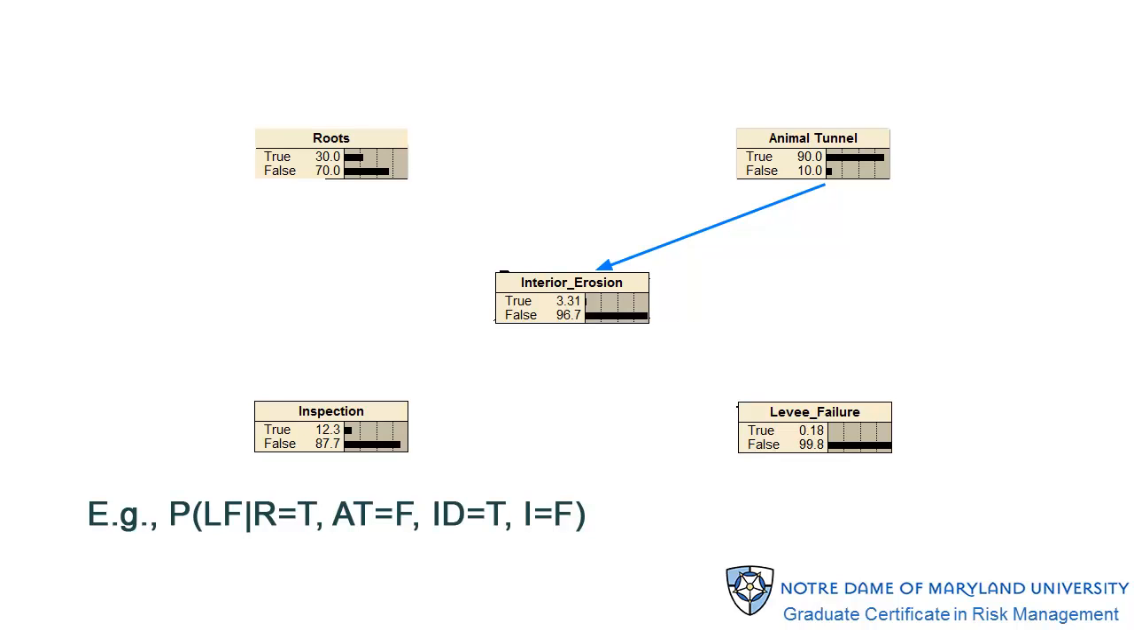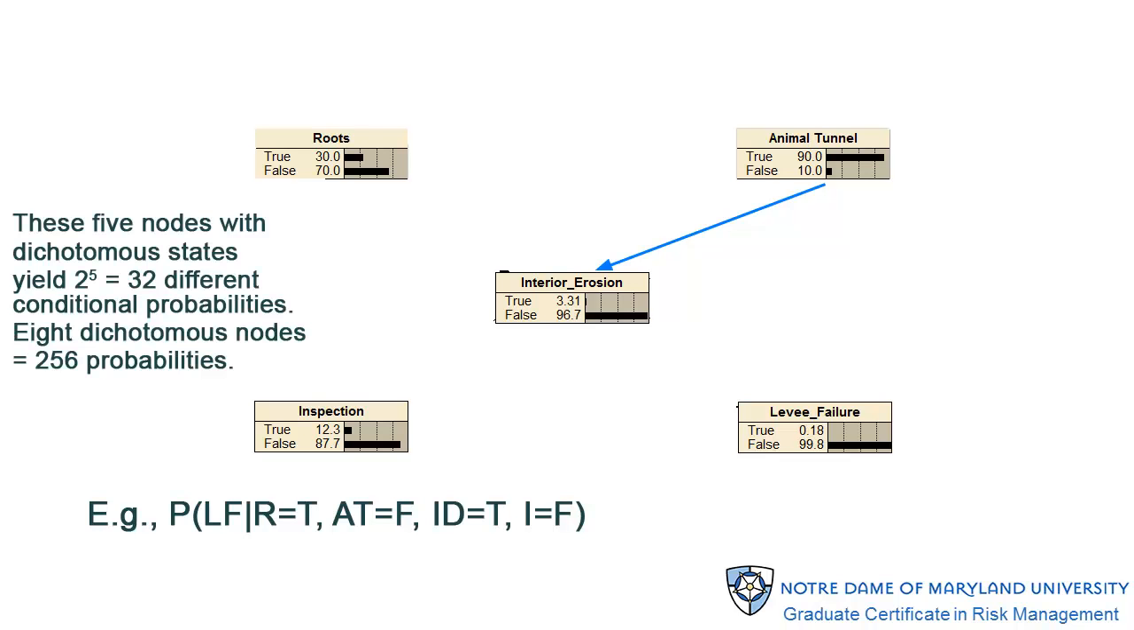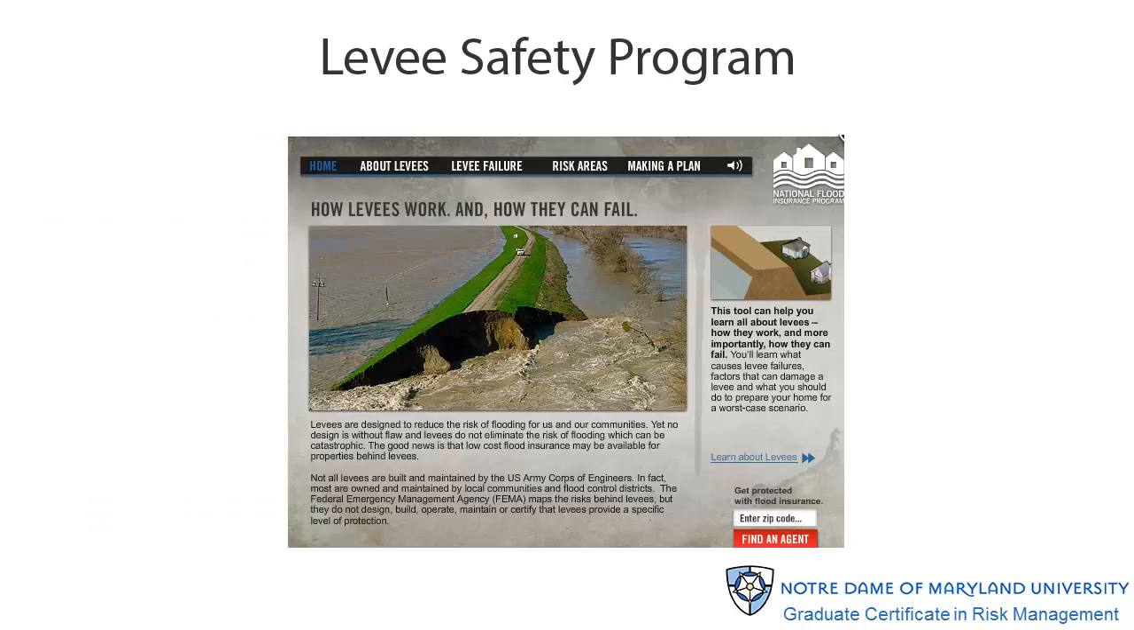The joint probability distribution is much simpler to compute when there are conditionally independent nodes. With 5 dichotomous nodes, like we have in this model, there are 32 conditional probabilities to estimate. If the number of dichotomous nodes increases to 8, there would be 256 probabilities to estimate. This makes a Bayesian belief net a very powerful and useful tool.